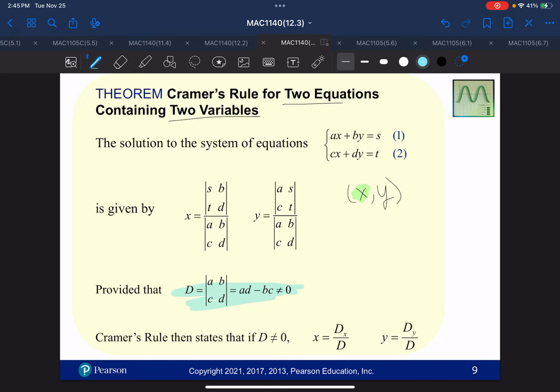Here's another way we write it. The x is equal to the determinant with respect to x divided by the determinant d. And y is equal to the determinant with respect to y divided by the determinant d. When I say with respect to y, that's what I mean. I mean we are replacing the y terms here with the constant terms. So let's see an example.